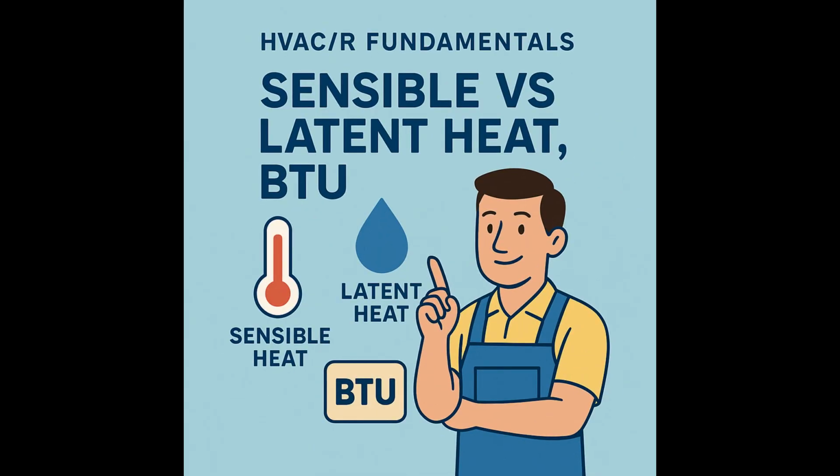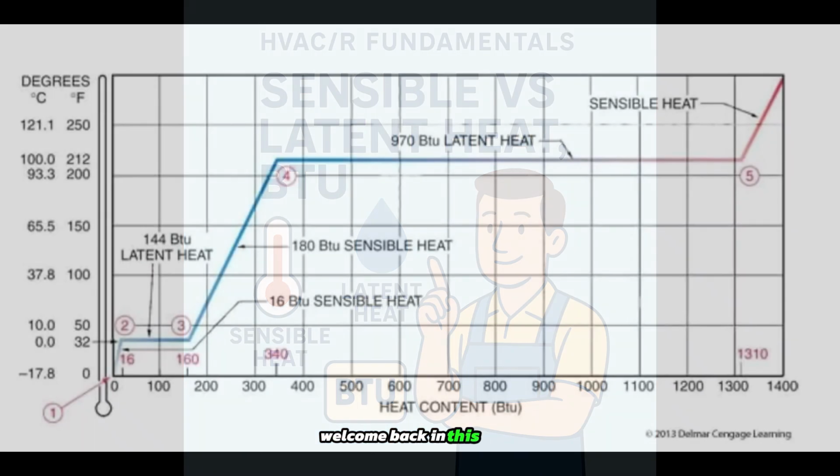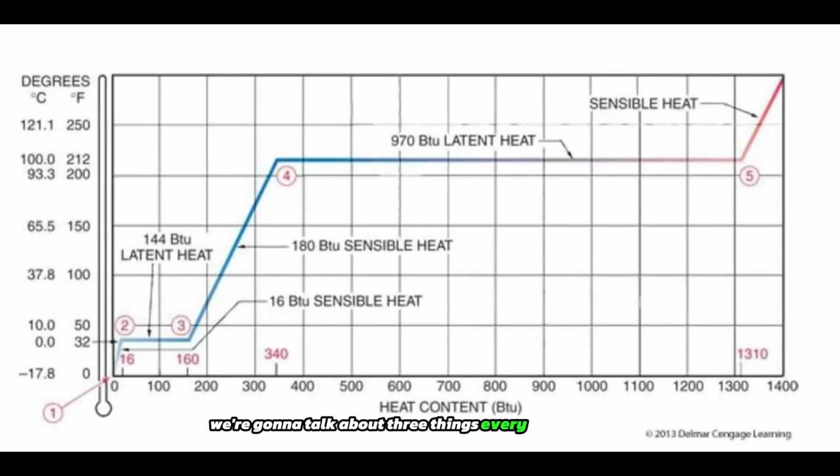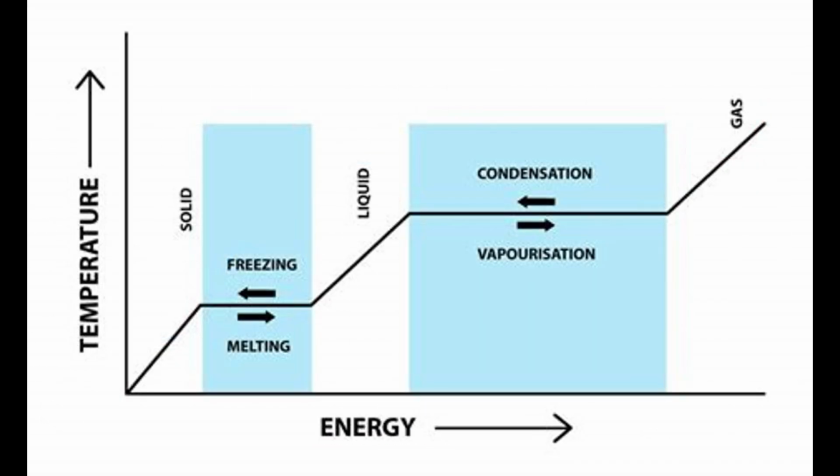Class 7, Sensible versus Latent Heat, BTU. Welcome back. In this class, we're going to talk about three things every AC tech must understand: sensible heat, latent heat, and BTUs. Let's start with the question. What is heat? It's energy. It's what makes molecules move faster. And in air conditioning, we need to know how much heat we are removing and what kind of heat we're dealing with.